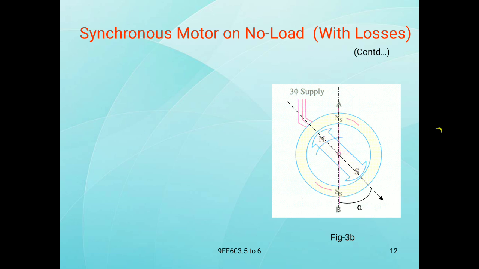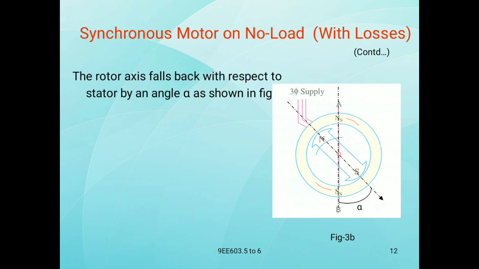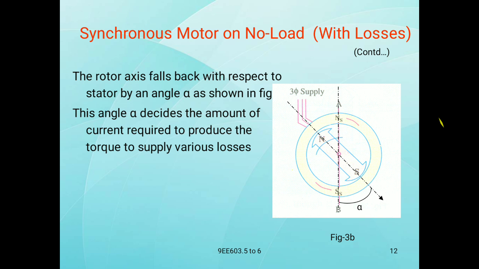Synchronous motor on no load with losses. Here the rotor axis falls back with respect to the stator by an angle alpha, as shown in the figure. This alpha decides the amount of current required to produce the torque to supply the various losses.